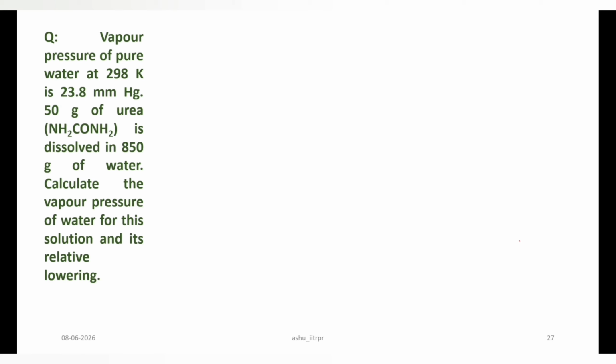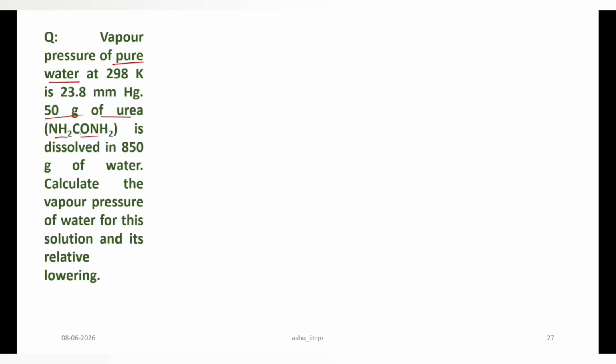Now let us quickly solve one question. Vapor pressure of pure solvent. Wherever it is written pure, that means it is P naught. So P naught is given as 23 point something mmHg. Then 50 gram of urea. Urea is the solute, so WB is 50. It is given as NH2CONH2 in order to calculate molar mass.